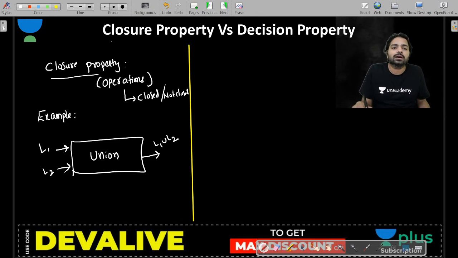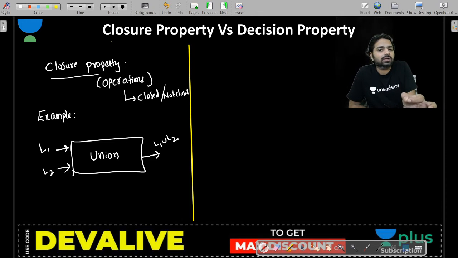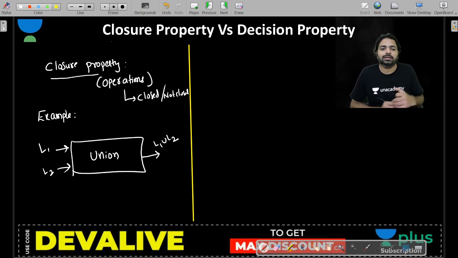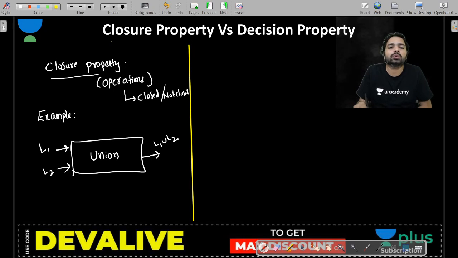Closed means for every two elements of the domain, the result also belongs to the domain, right? So domain and operation are two important things here.